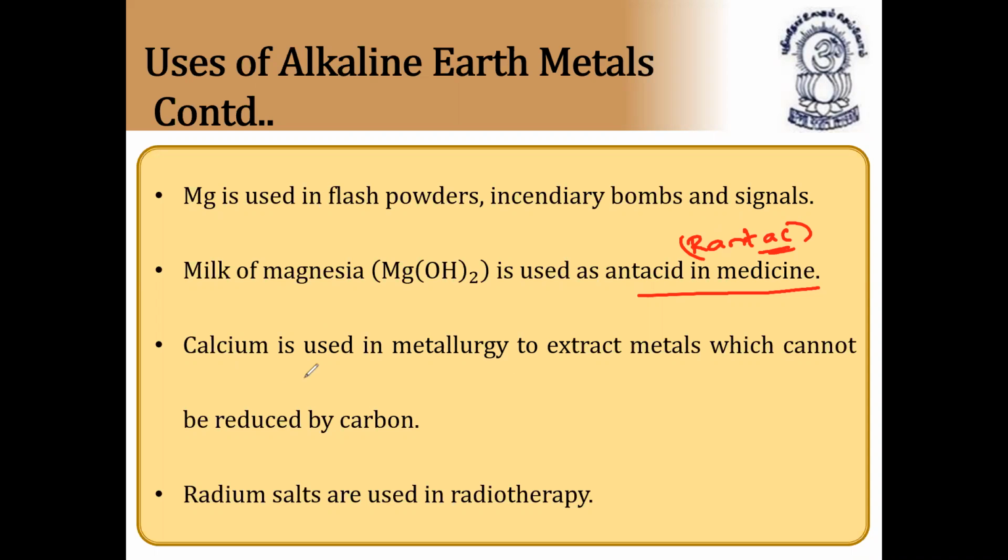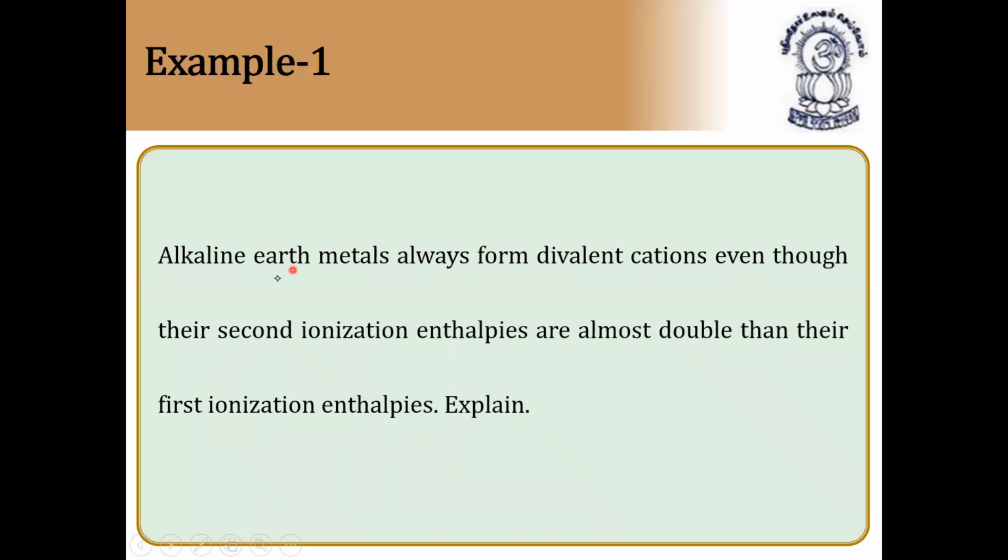Calcium is used in metallurgy to extract metals which cannot be reduced by carbon. Calcium is used in the extraction of metals because it is highly electropositive. So to reduce certain metals from their salts, which cannot be reduced by carbon, we use calcium. Radium salts are used in radiotherapy. So these are the main uses of alkaline earth metals.